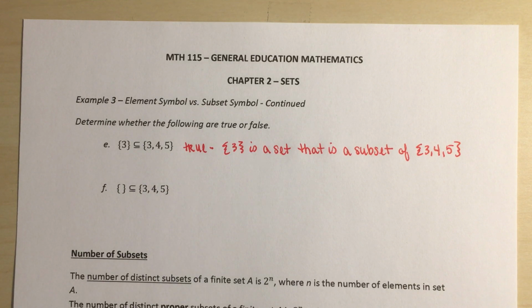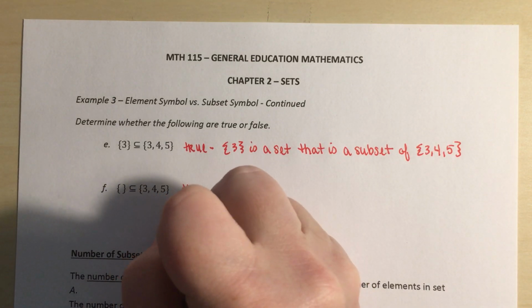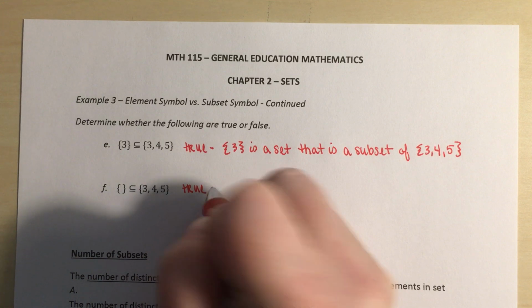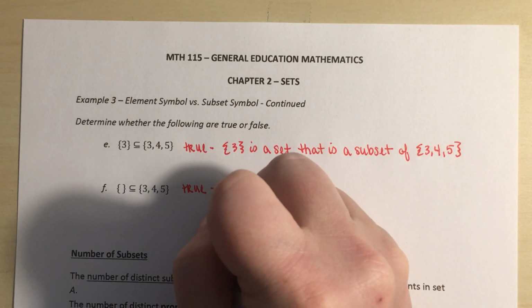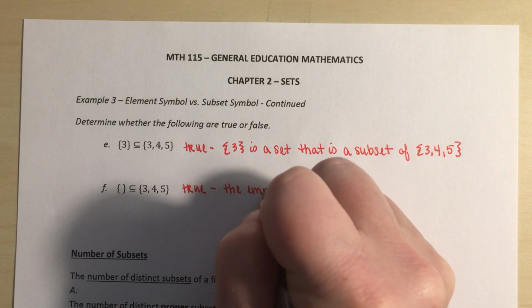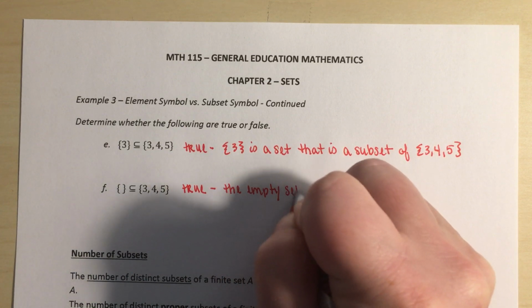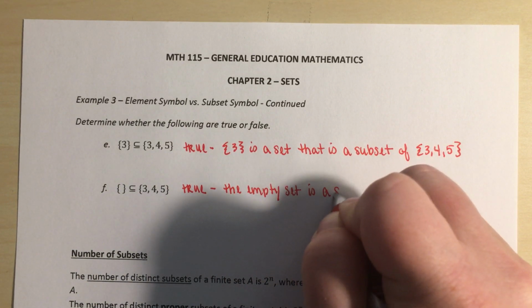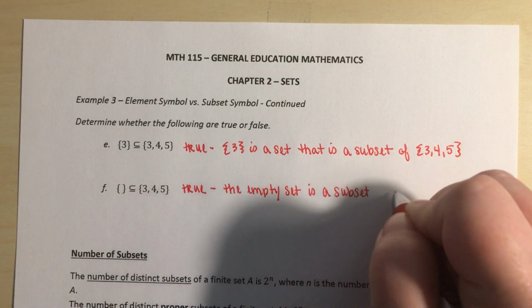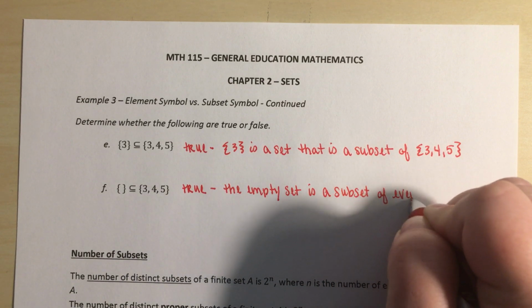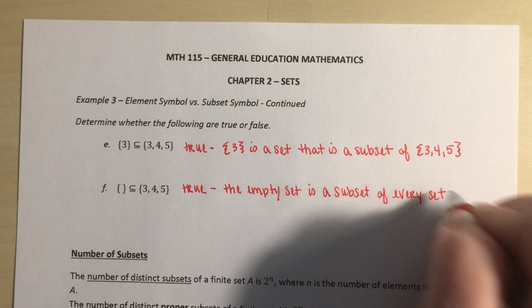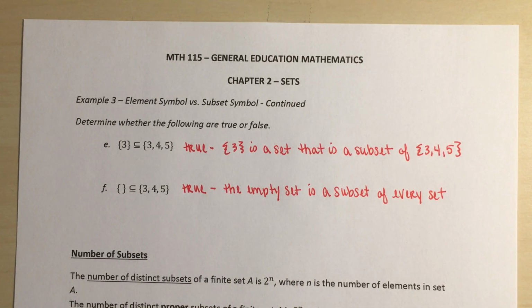Right. And then one final one for F. The empty set is a subset of 3, 4, 5. Remember, this was mentioned in our little note when we first defined subset. This is true. The empty set is a subset of every set, including itself. So the empty set is a subset of the set of numbers 3, 4, and 5.